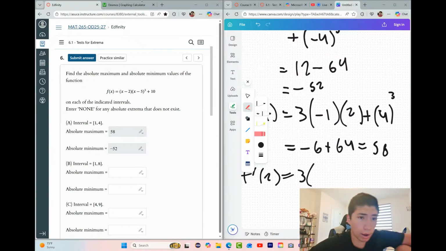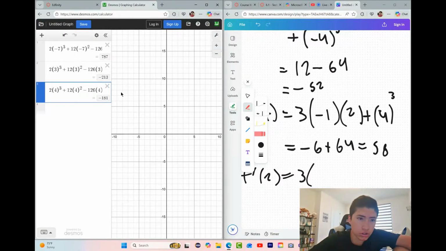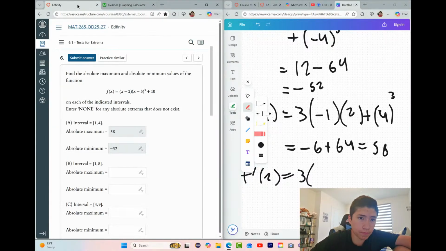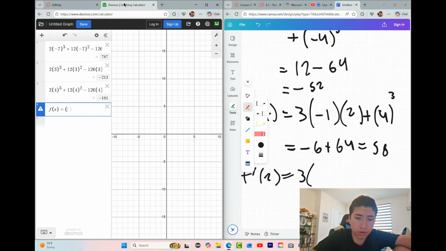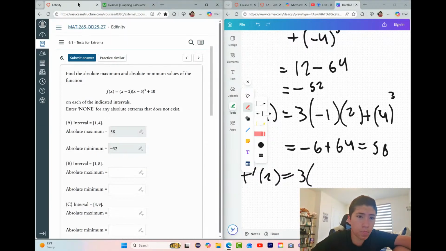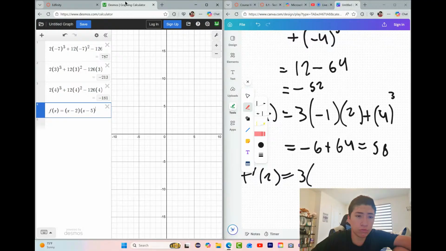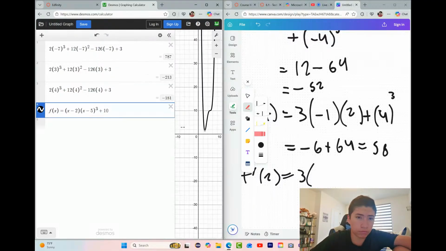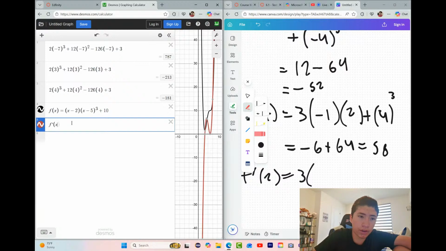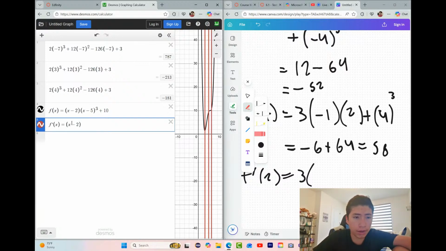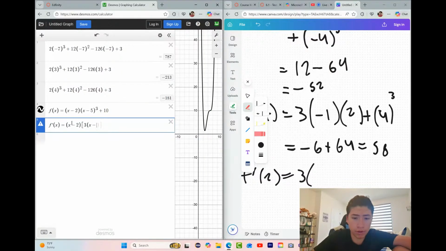Okay, hold on. Here, I'm just going to use Desmos. So we have f of x equals 2x minus 2, x minus 5 cubed plus 10. So f prime of x equals 2 times (x minus 2), 3 times (x minus 5).